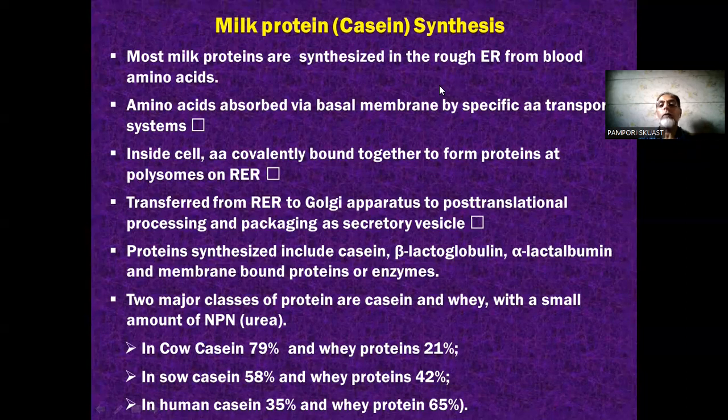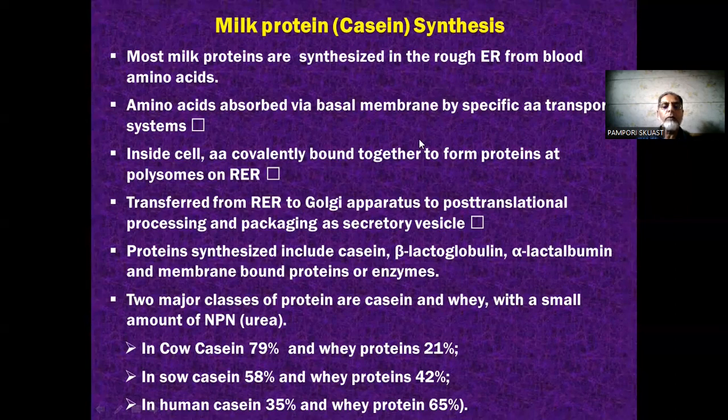So the raw material for these milk proteins, that's casein, are the amino acids. Amino acids will come into the blood and to the mammary gland at the basal level, and enter the epithelial cells. They will reach the endoplasmic reticulum and then be processed. Amino acids will be absorbed via the basal membrane by specific transport systems. Then inside the cell, amino acids are covalently bound together to form proteins on the polysomes of the rough endoplasmic reticulum.